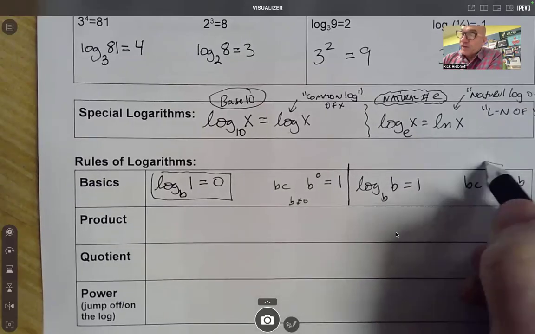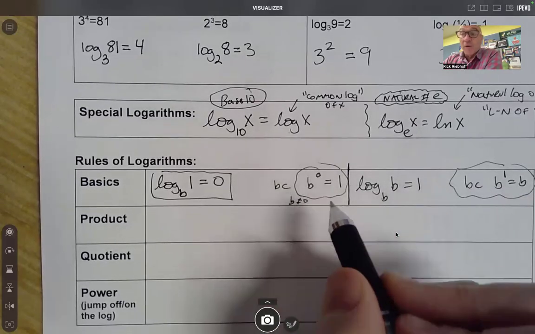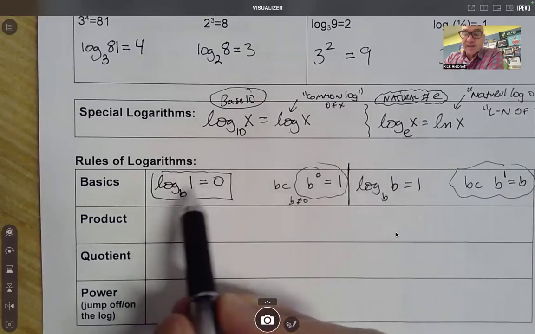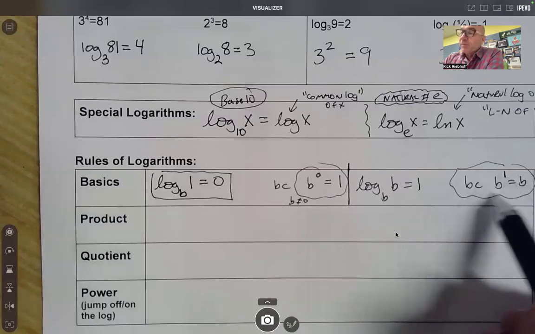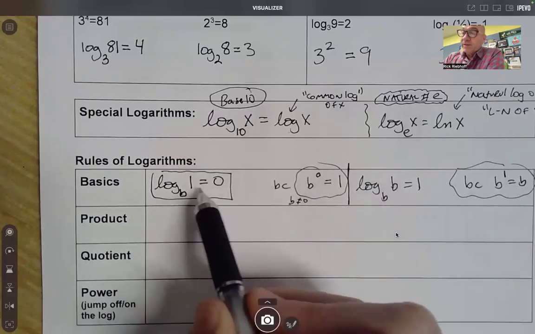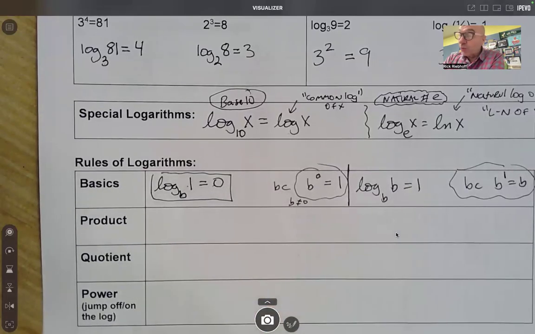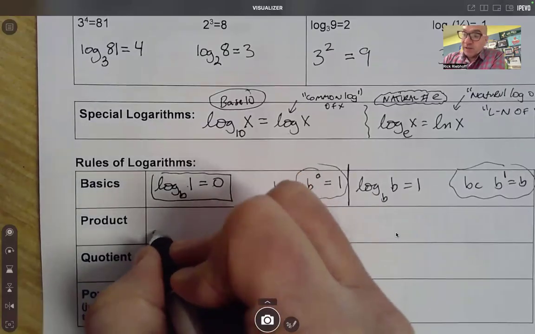So going back to our exponential rules here, what b to the 0 power means leads us to this. What b to the first power means leads us to this. b to the first equals b. b to the 0 equals 1. Cool. All right, product and quotient rules are going to look like this.